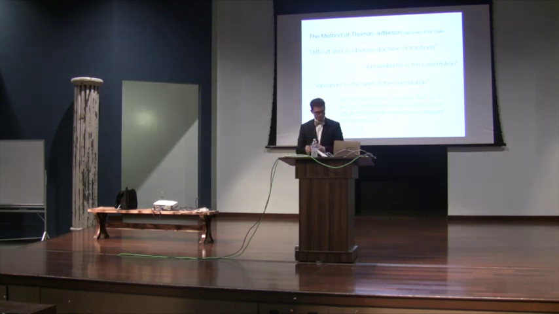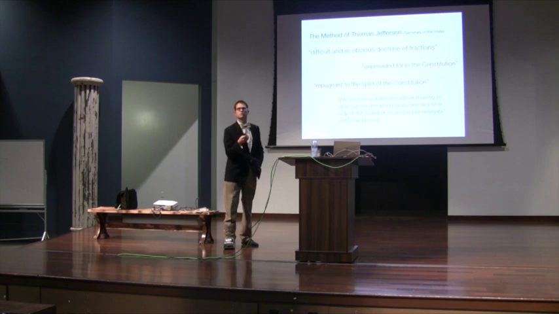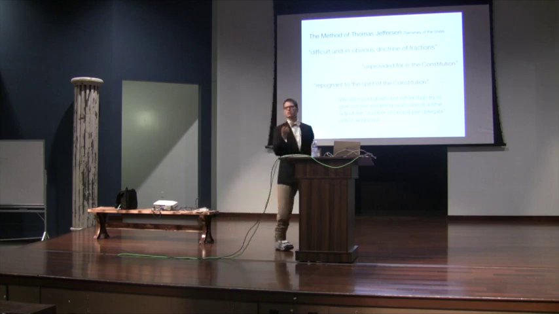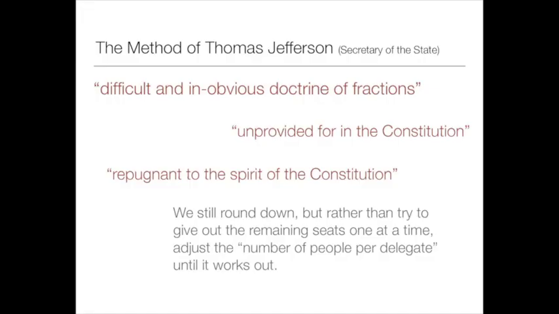Thomas Jefferson, also a pretty important person at the time, also in Washington's cabinet, Secretary of State. He also writes a letter to President Washington, and he argues in his letter against the use of his colleague's method. He argues against the, quote, difficult and inobvious doctrine of fractions.